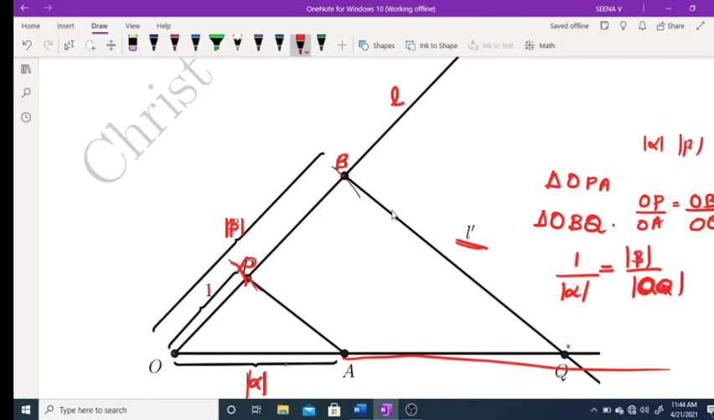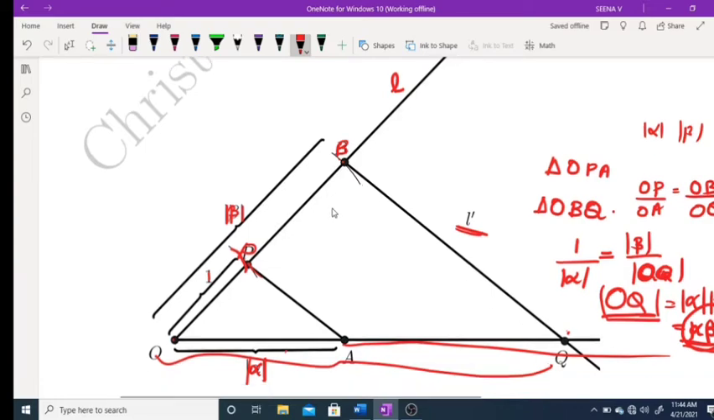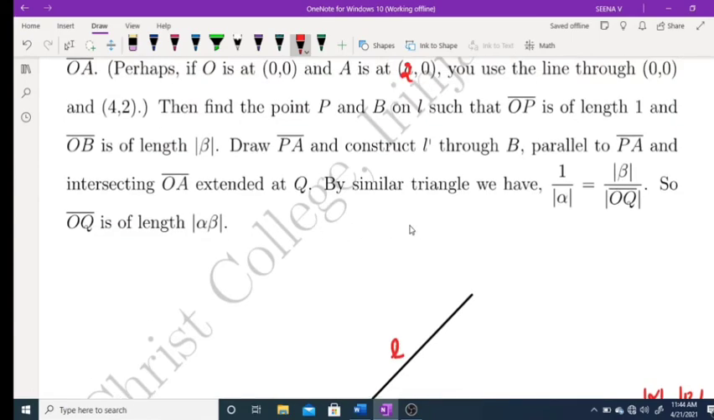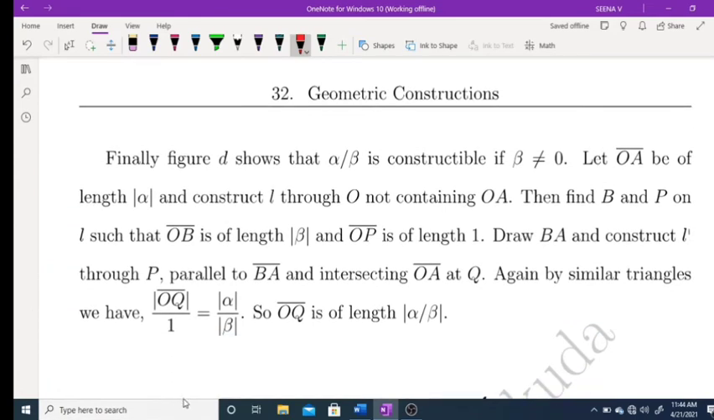So what is mod OQ? Mod OQ is mod alpha into mod beta, which is mod alpha beta. So OQ is of length alpha beta, and here we get OQ using straight edge and compass. So that means we can construct mod alpha beta using straight edge and compass. That means alpha beta is constructible. So OQ is of length mod alpha beta. This implies alpha beta is constructible.